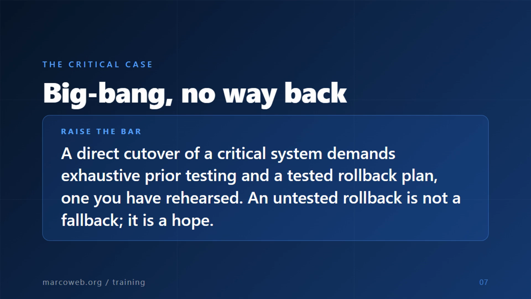So when a critical system is moved by big bang cutover, the auditor's greatest concern is exactly that: if the new system fails on Monday morning, there is nothing to revert to. That does not forbid a direct cutover, it raises the bar. It demands exhaustive testing beforehand and a tested rollback plan, a rehearsed, proven way back to a working state, not a paragraph in a document. An untested rollback is not a fallback, it is a hope.